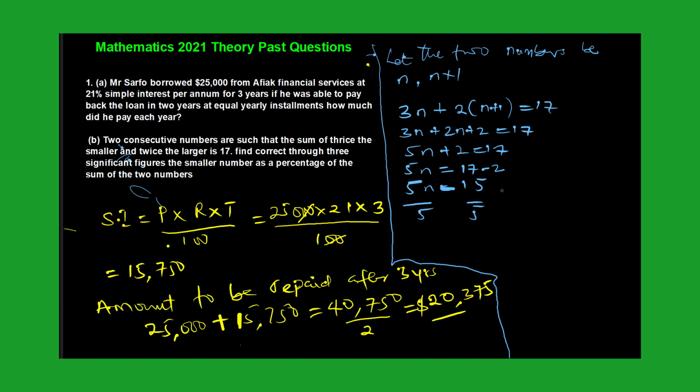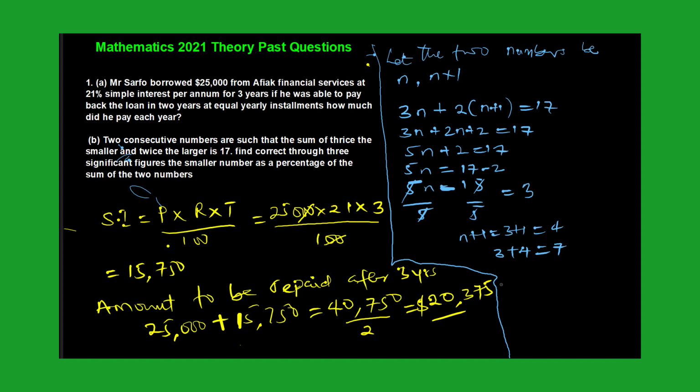So our n will now be 3. Therefore, the value of n is 3. So the larger number, n plus 1, will now be 3 plus 1, which is 4. So let's go back to the question: find, correct to 3 significant figures, the smaller number as a percentage of the sum of the two numbers. That is, we are going to sum the two numbers, which is 3 plus 4 equals 7.